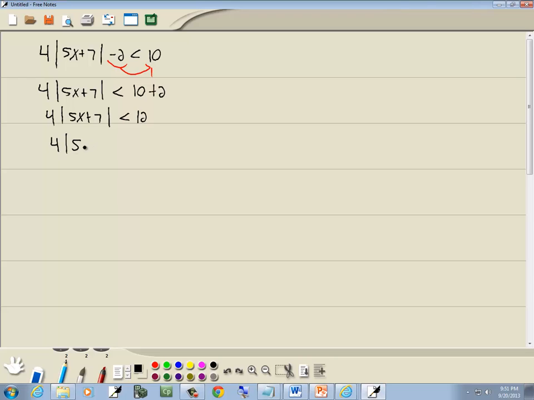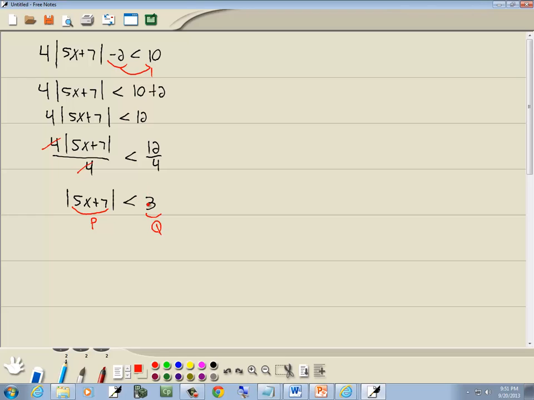So we'll take 4 times the absolute value of 5x plus 7, all divided by 4, is less than 12 divided by 4. The 4s are going to cancel, and we get the absolute value of 5x plus 7 is less than 12 divided by 4, which is 3. Now our goal was to get the absolute value by itself on the left side, and it is. There's no numbers in front of it, no numbers after it. If we have it in that form, then what's inside the absolute value will be our p, and the other side will be our q.